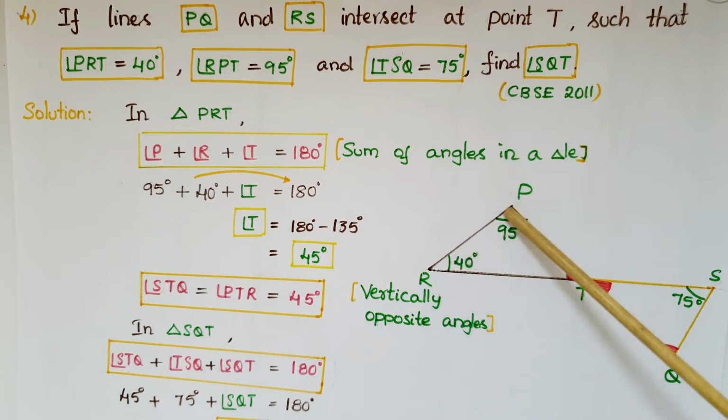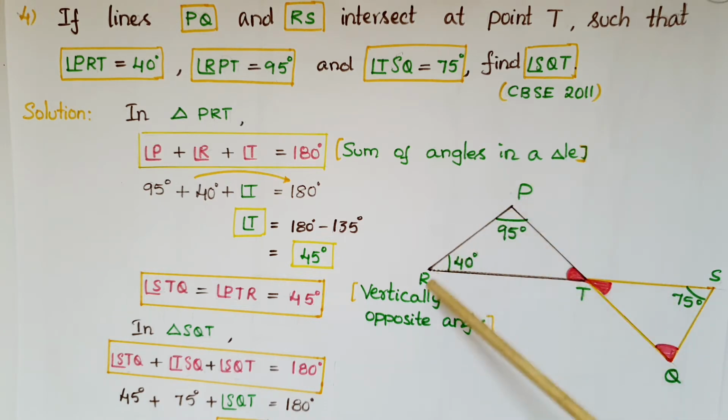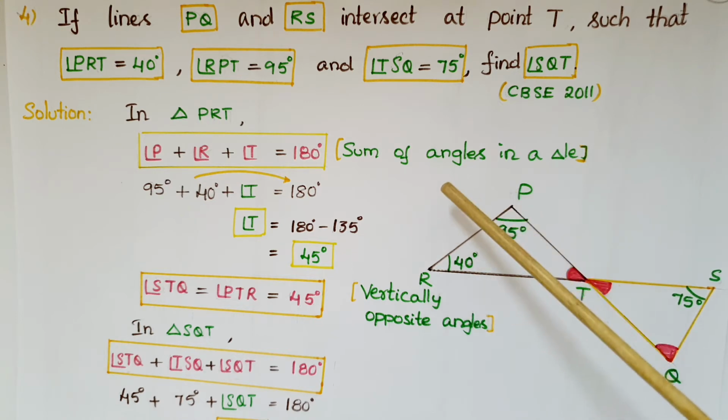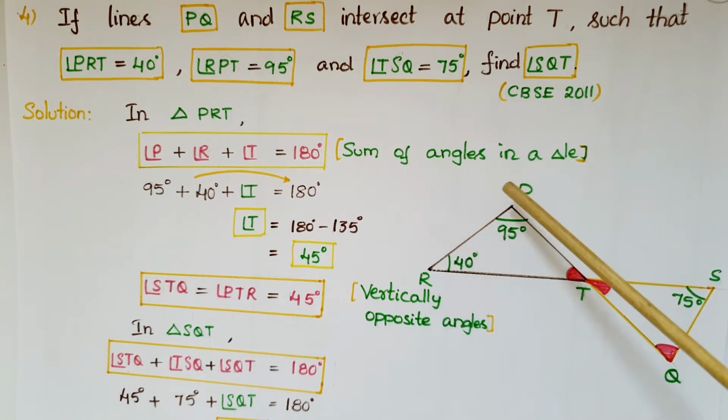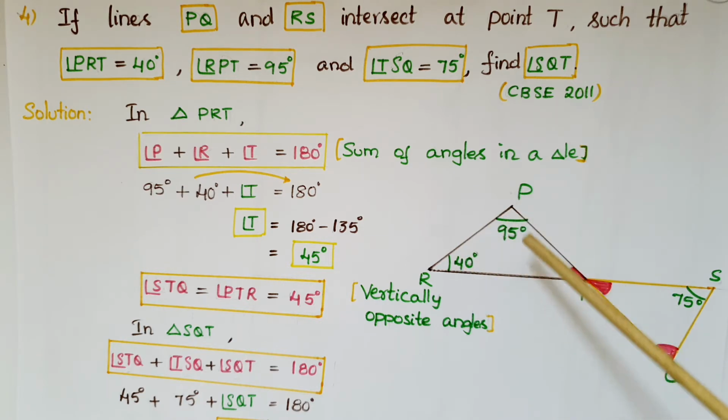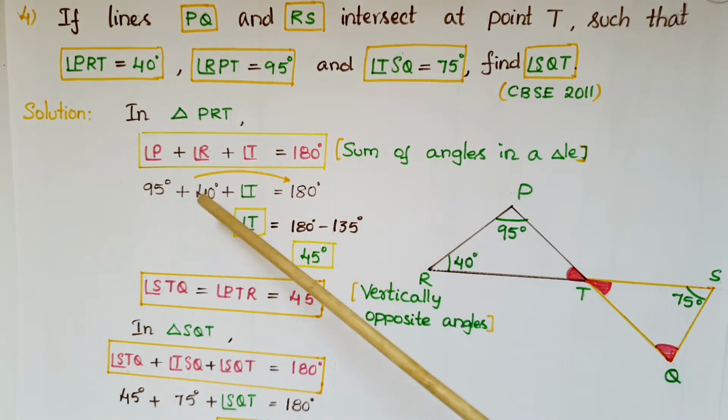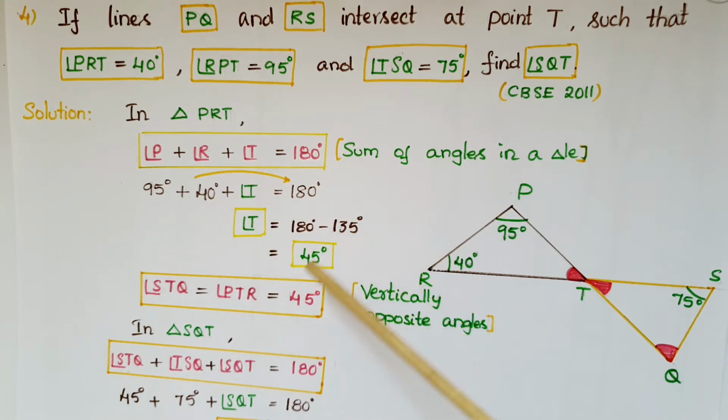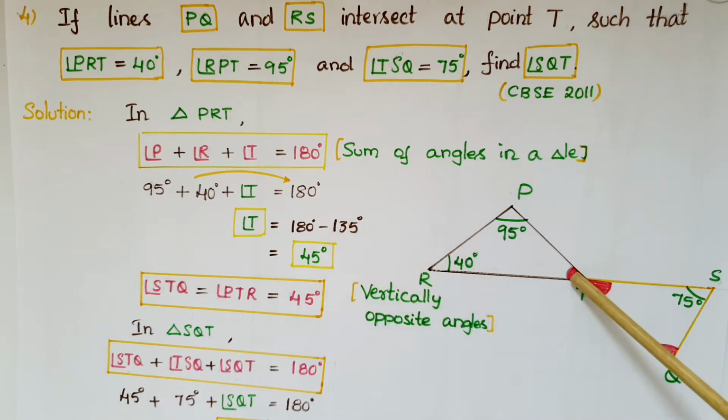First, see this triangle PRT. Angle P plus angle R plus angle T is equal to 180 degrees, as the sum of angles in a triangle is 180 degrees. Then find out angle T is equal to 180 minus (95 plus 40), that is 180 minus 135, which is 45 degrees. So angle T here is 45 degrees.